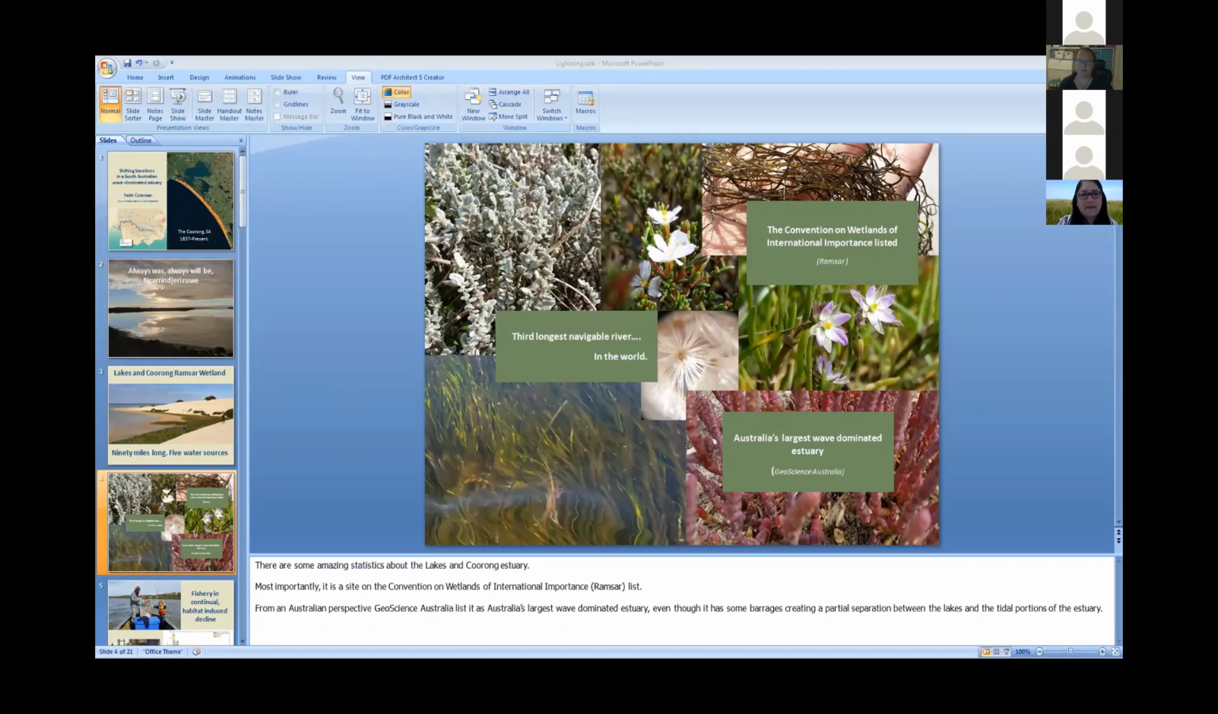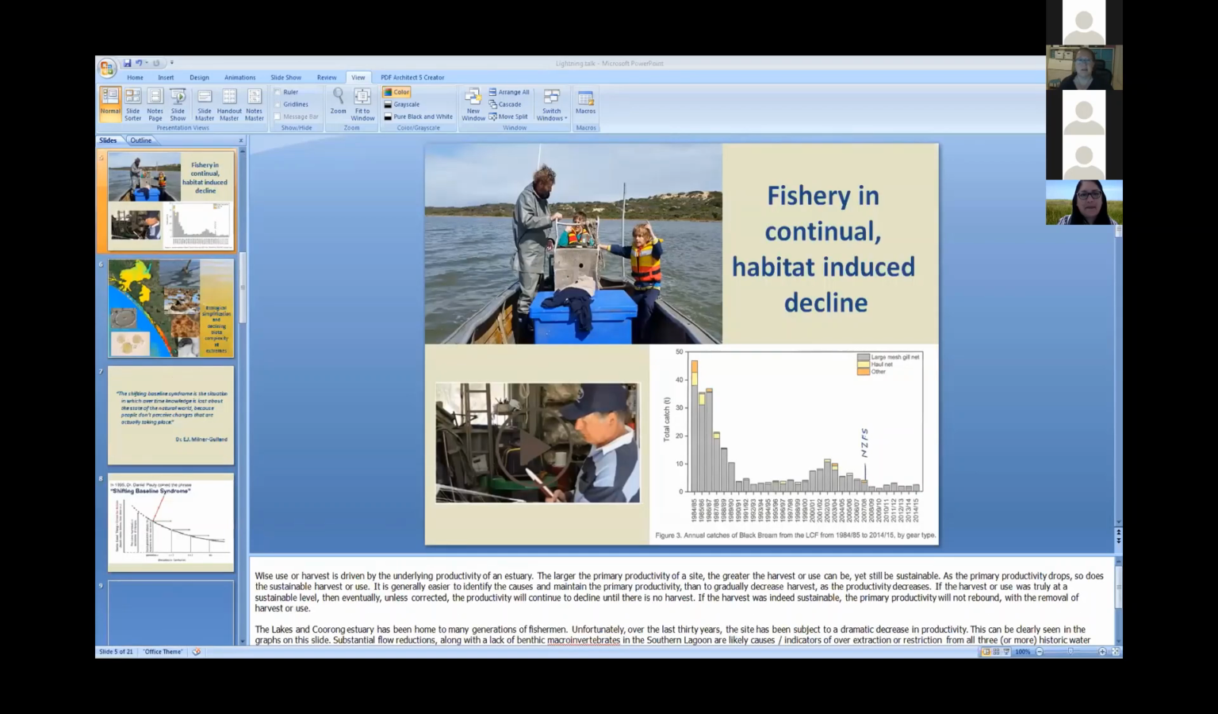We've got some major problems, and the reason I've started to do this PhD is that it's the home of a fairly large fishery. It was originally worth, in today's dollars, hundreds of millions of dollars. It's now worth $35 million a year to the local economy. But it's in what we call habitat-induced decline. So what's happening is every year the fish yield gets less and less.